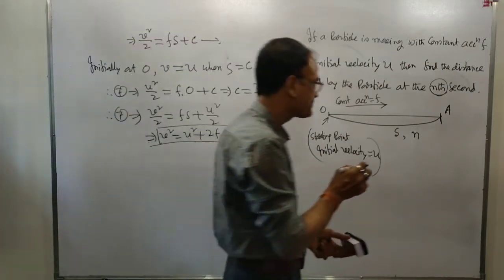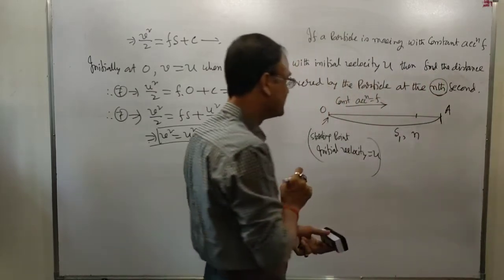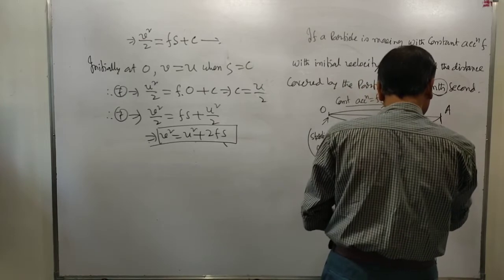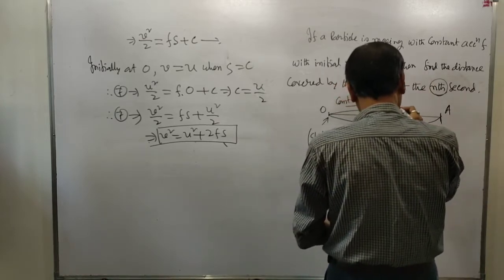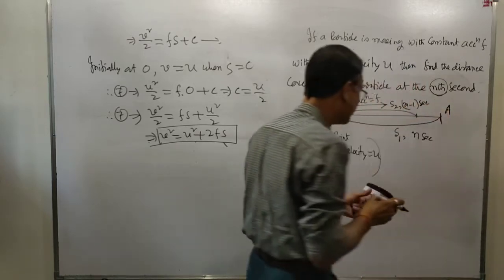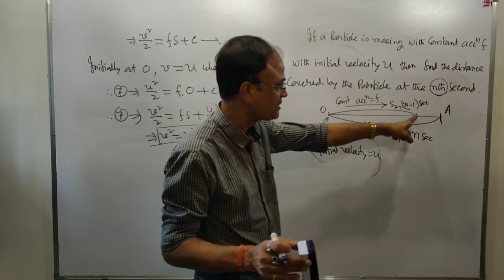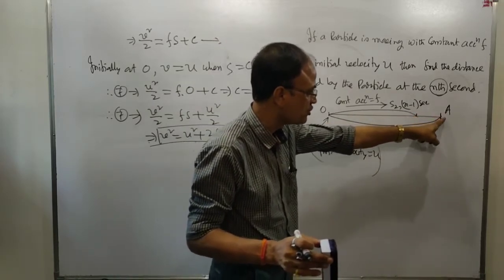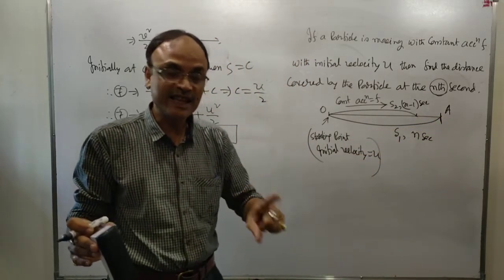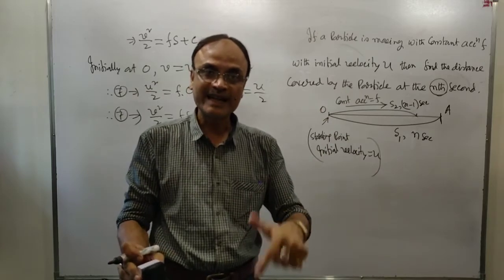Suppose in n seconds it travels a distance S1, and in n minus 1 seconds it travels a distance S2. Then at the nth second, it travels from this position to this position. We are going to find this distance, which is the distance traveled by the particle at the nth second.